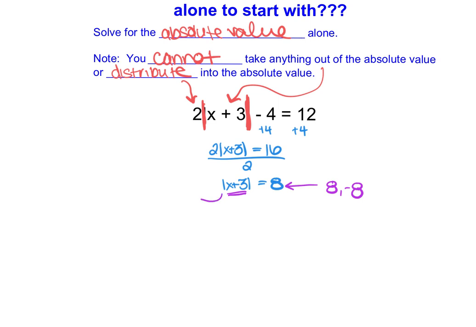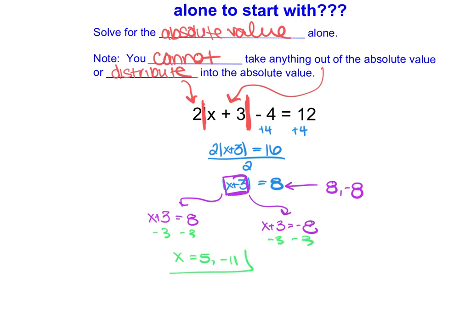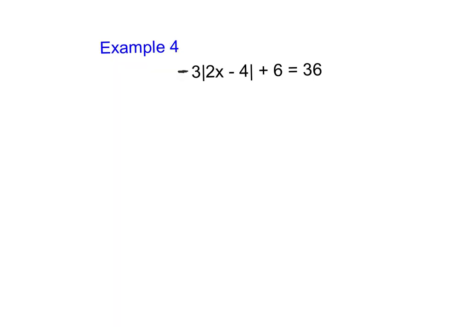So now we can break down our 2 prison walls by setting the middle, x plus 3, equal to 8, and x plus 3 equal to negative 8, because if this middle piece equals either of those numbers, the absolute value will equal 8. So we subtract 3, so we have x is equal to 5, and x is equal to negative 11.